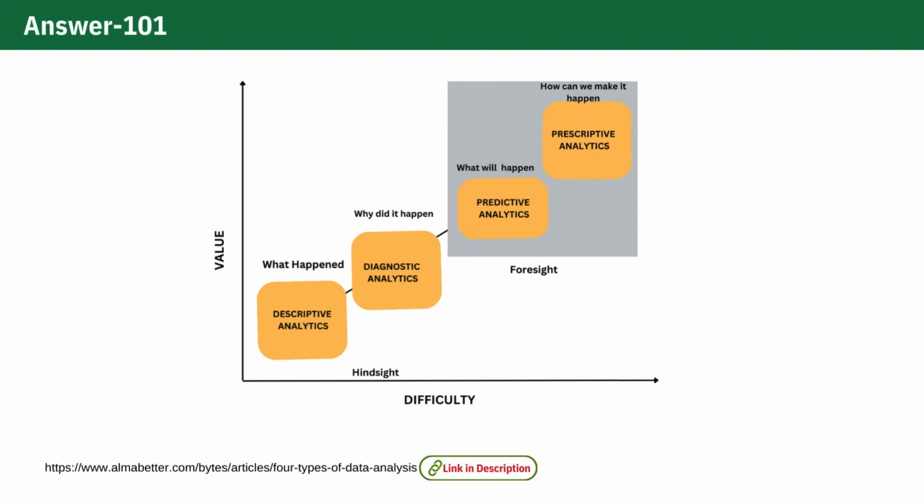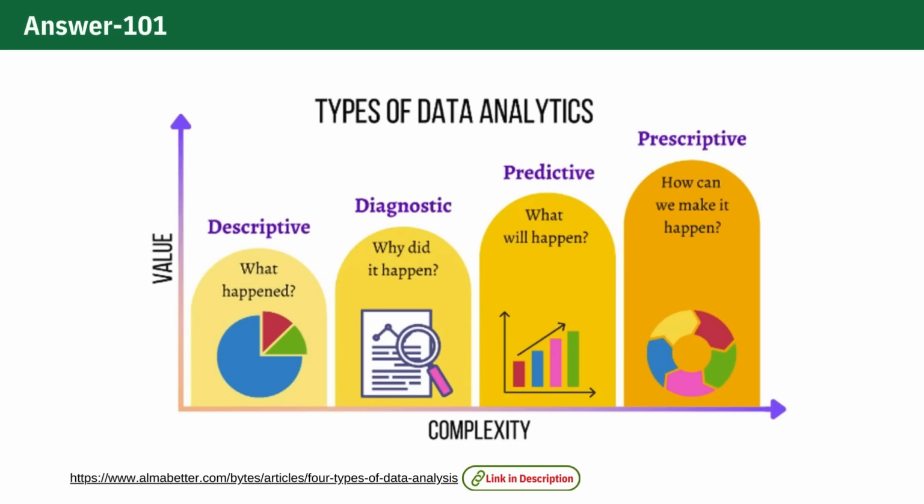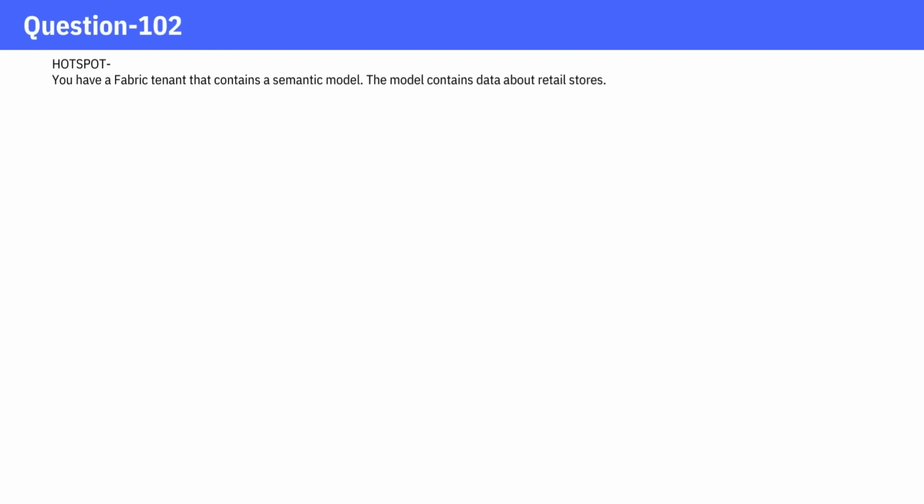The easy way to remember the differences is: descriptive, what happened? Summarizing past data. Diagnostic, why did it happen? Finding causes or reasons. Predictive, what will happen? Forecasting future outcomes. Prescriptive, what should we do? Recommending actions. By associating each type of analytics with a key question, you can more easily remember their purposes and when to apply them. Question 102.